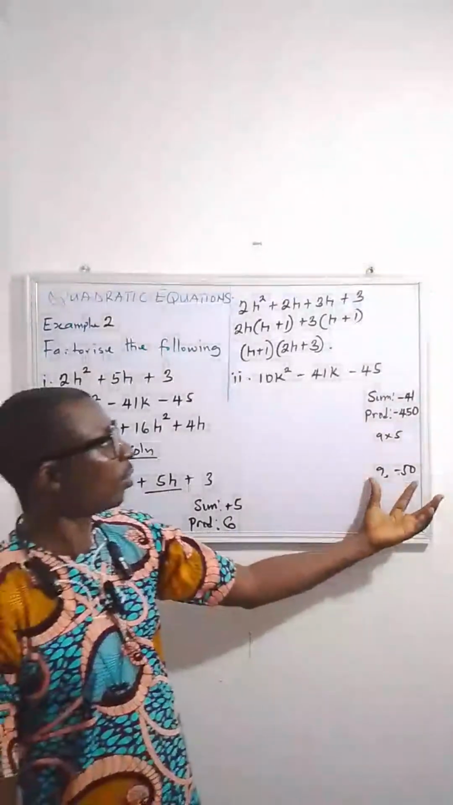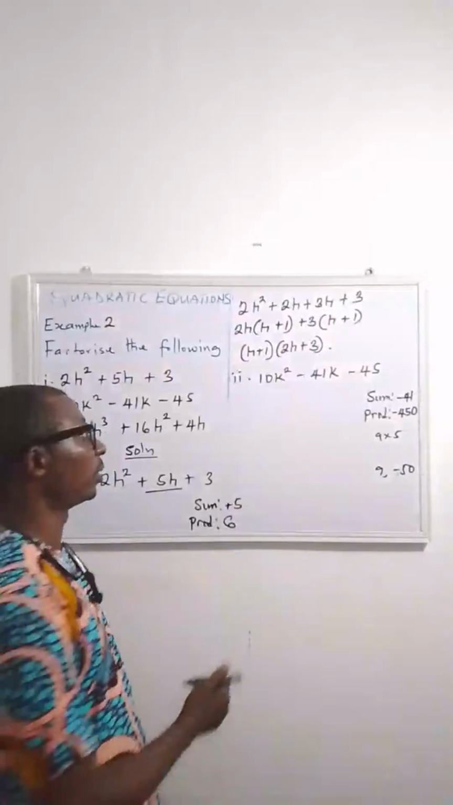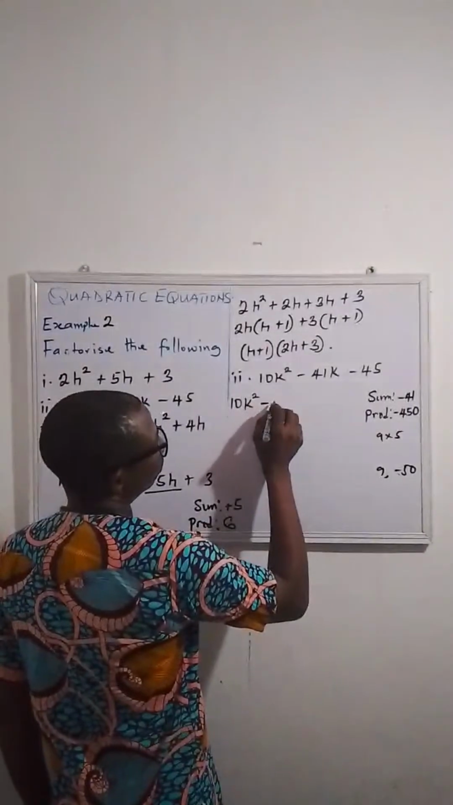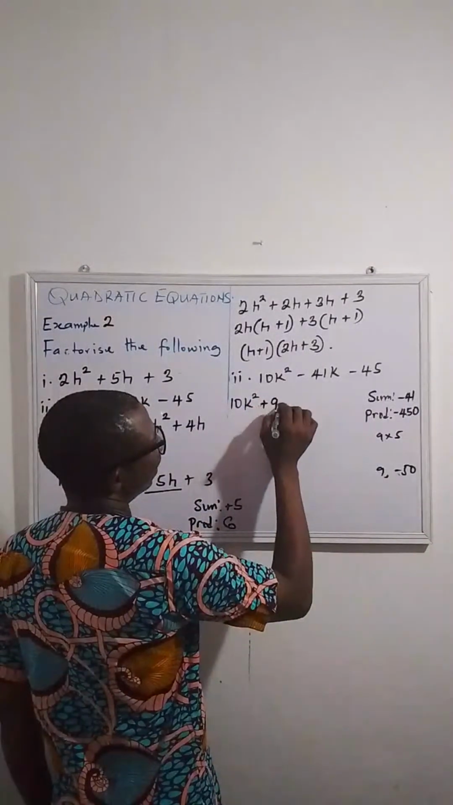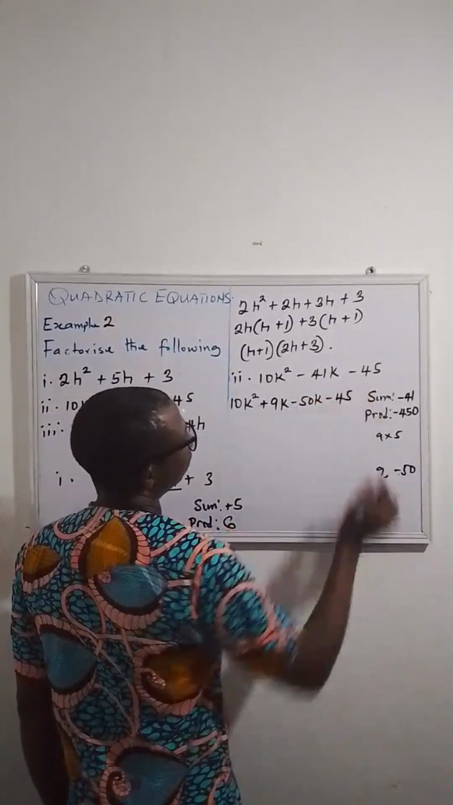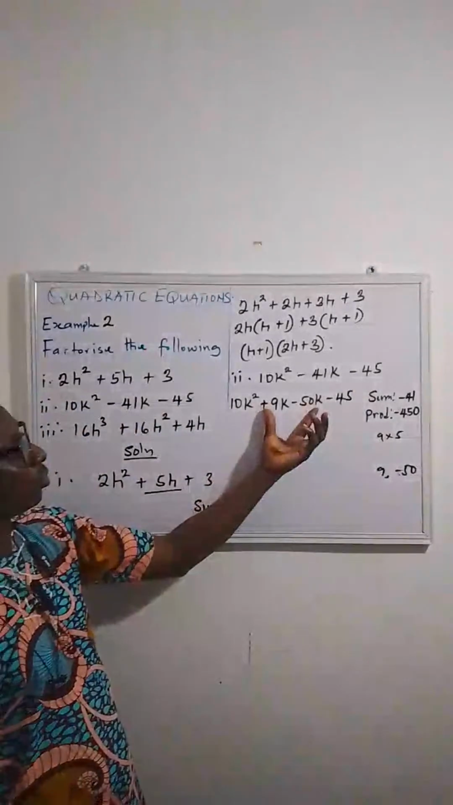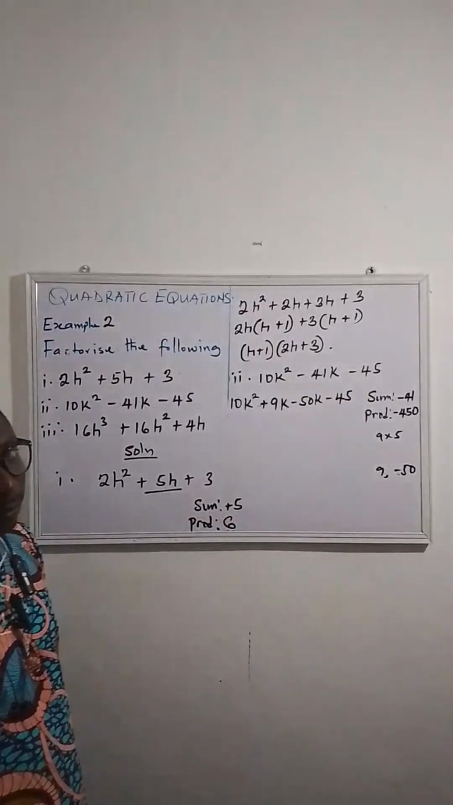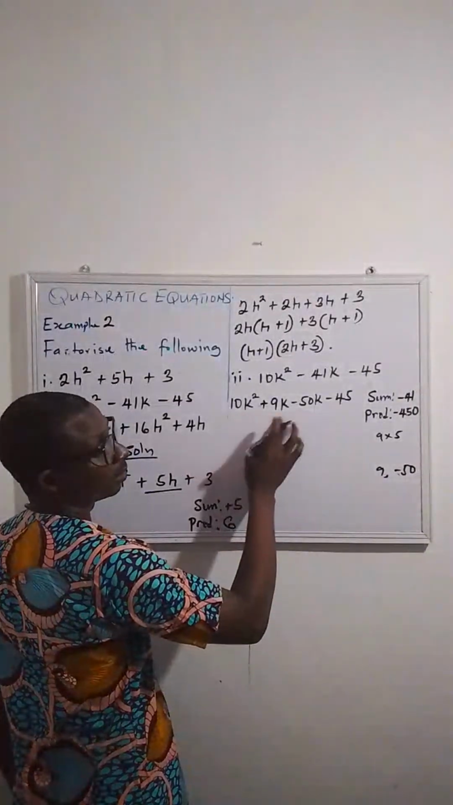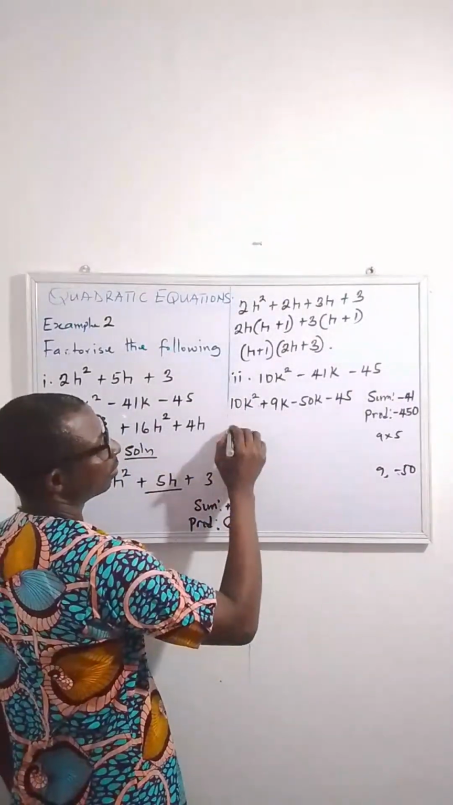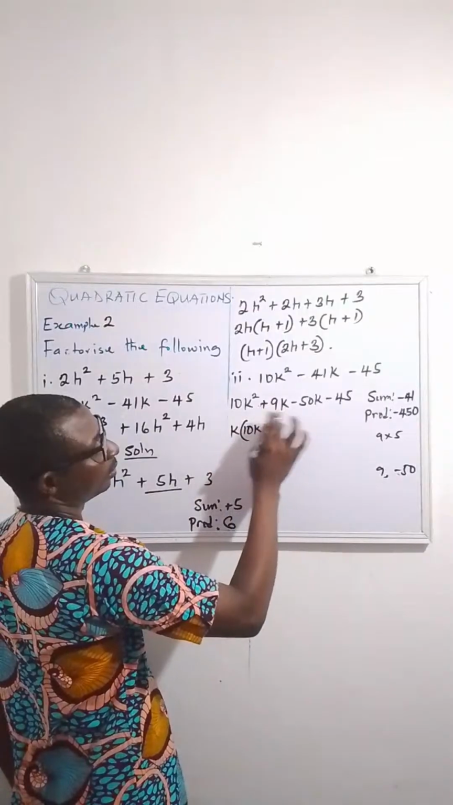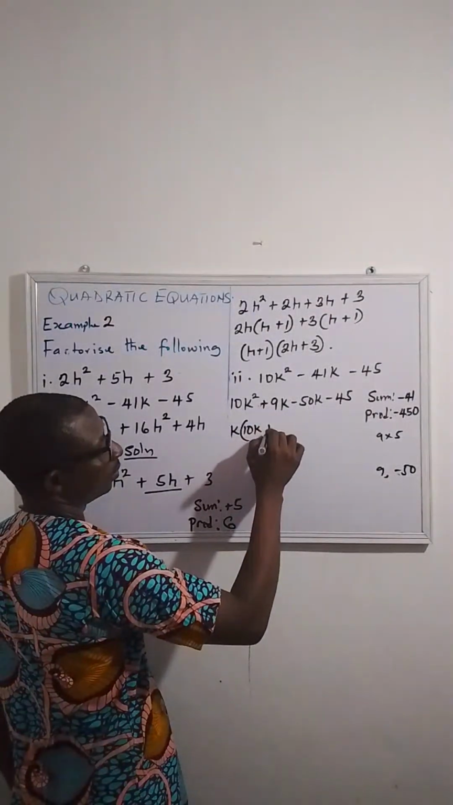Now we incorporate this into this expression. So we have 10k squared plus 9k minus 50k minus 45. I hope you understand that. When you join these two together, it's going to give you negative 41k. Good. So now let's look at this. What is the GCD here? That is k. So now let's write the k out. When you divide this by k, you have 10k. Now divide 9k by k, you have 9.